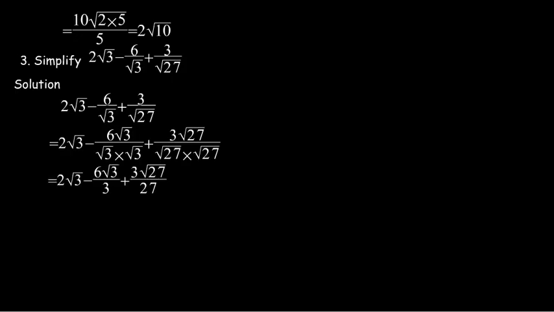So it will be equal to 2 root 3 minus 6 root 3 divided by 3 plus 3 root 27 divided by 27. And we can break down root 27, so it will be equal to 2 root 3 minus 2 root 3 plus root 9 times 3 divided by 9, which will be equal to 3 root 3 divided by 9. And dividing 3 by 9, which is 1 over 3, it is equal to 1 over 3 root 3.